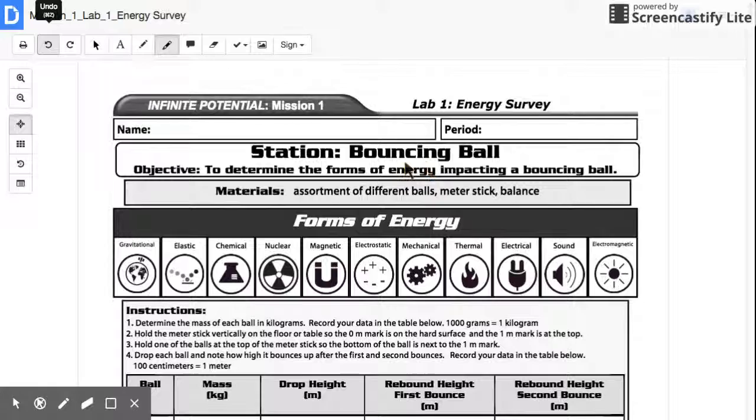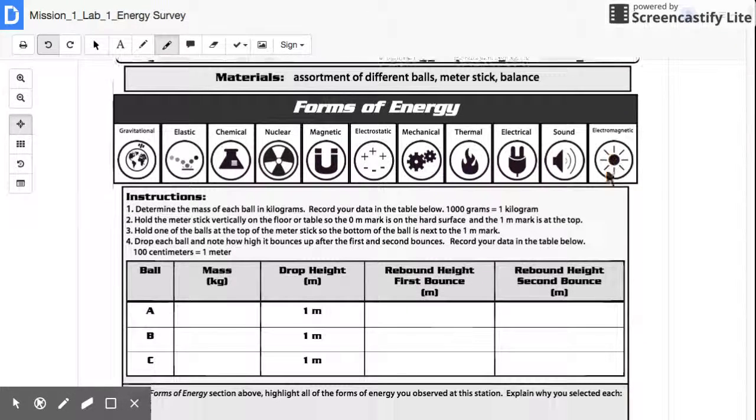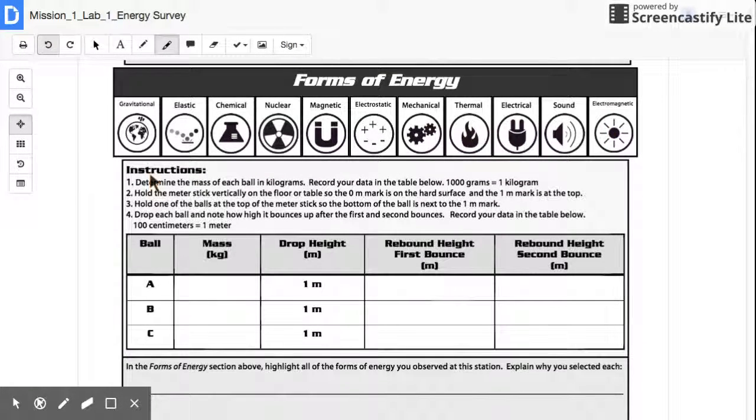The first one, you may not start on this one. You're all going to start at different ones, but let's say you start on the bouncing ball one. Your objective is to determine the forms of energy impacting a bouncing ball. So make sure that you read all of the instructions. There's lots of useful information in the instructions, and it has stuff like record your data in the table below.